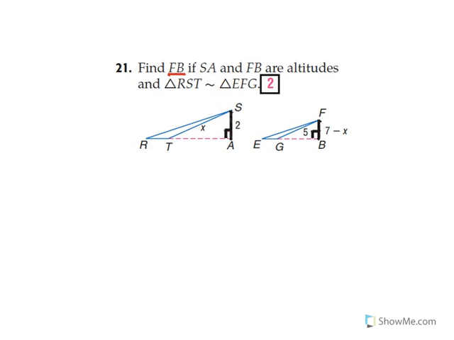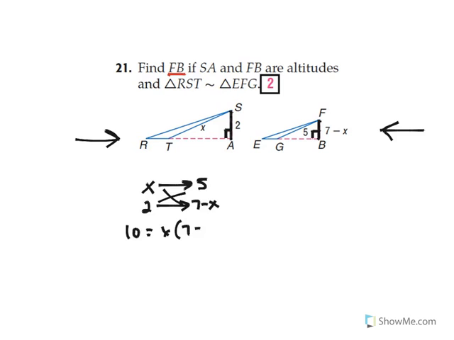Okay, good. Now we look at the problem. RST, this triangle here, is similar to this triangle here. So now we can set up a ratio in order to solve for x. Let's start with the first triangle, RST. X will correspond to 5. Everything is very small. Okay, x will correspond to 5, and 2 will correspond to 7 minus x. Okay, cross multiply. We get 10 equals x times 7 minus x.